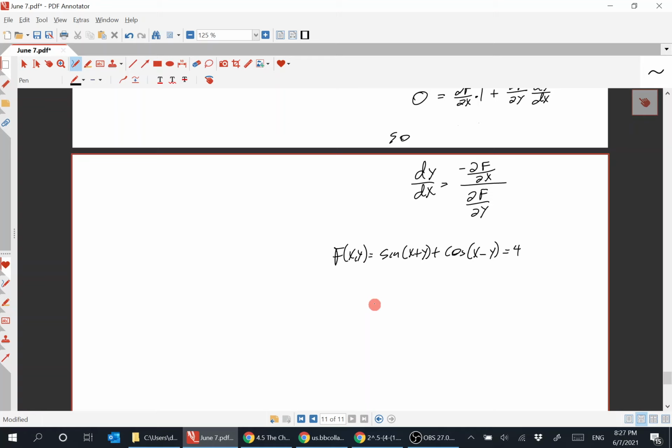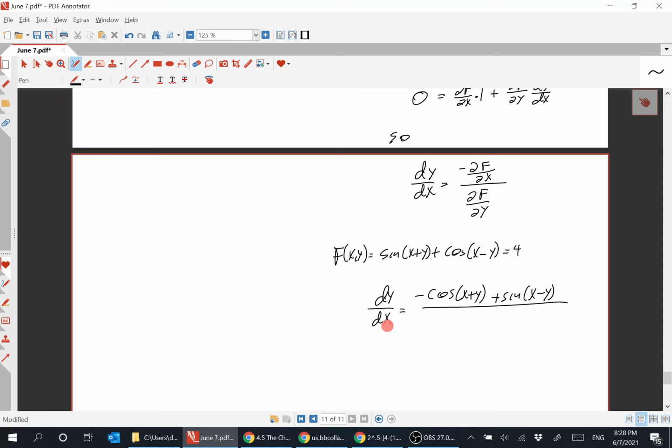Right? So dy/dx is equal to the partial of f with respect to x, negated. So that's cosine(x+y) times the derivative of the inside, which is just 1. That's the partial derivative with respect to x, not this implicit differentiation thing. Oh no, positive cosine, minus sine(x-y) times the derivative of the inside with respect to x, which is just 1. And then, of course, we're negating that whole thing.